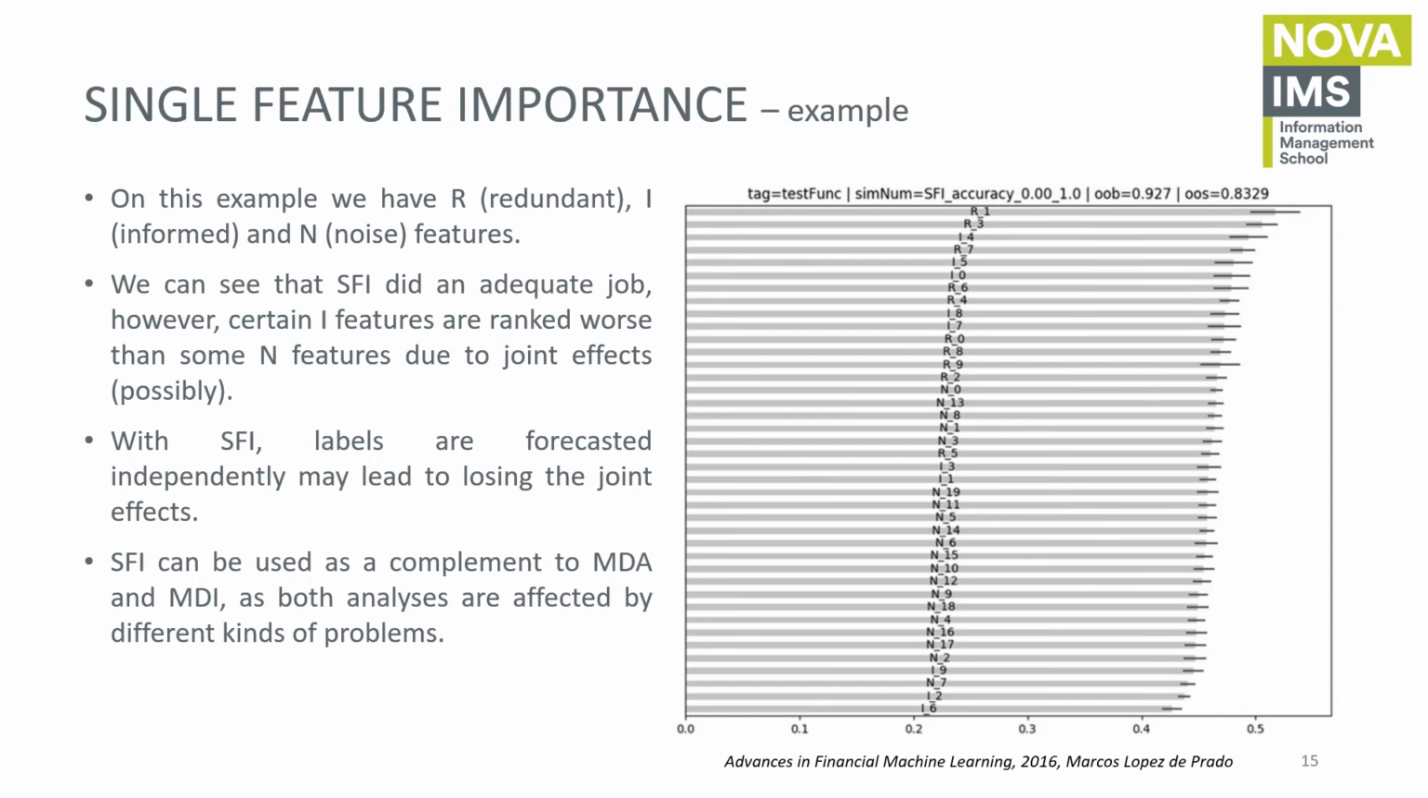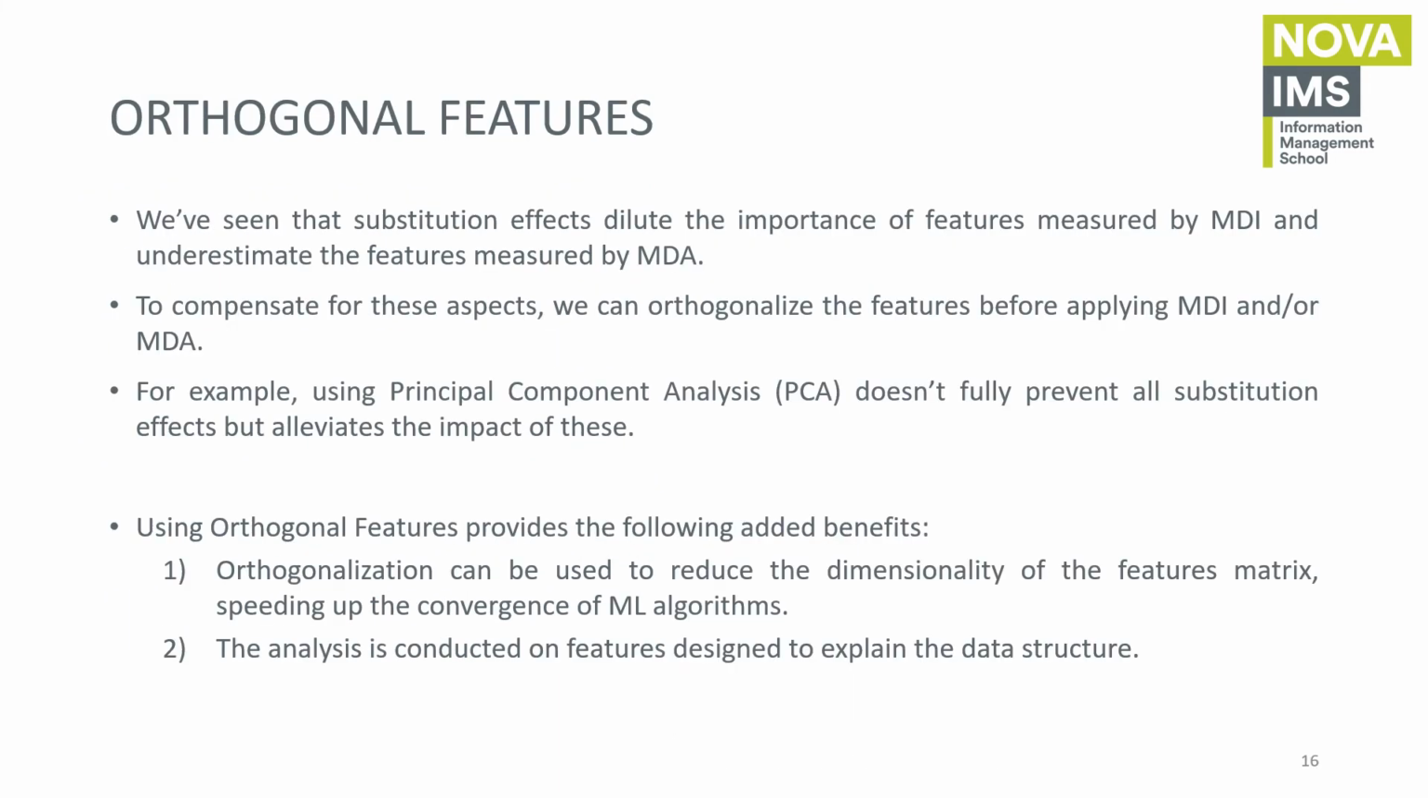Finally, we can say that SFI can be used as a complement to both MDA and MDI, as these analyses are affected by different kinds of problems. Moving on to the other method to determine feature importance without substitution effects, we will now be looking at orthogonal features. So far, we've seen that substitution effects dilute the importance of features measured by MDI and underestimate the features measured by MDA. To compensate for these aspects, we can orthogonalize the features before applying MDI and MDA.